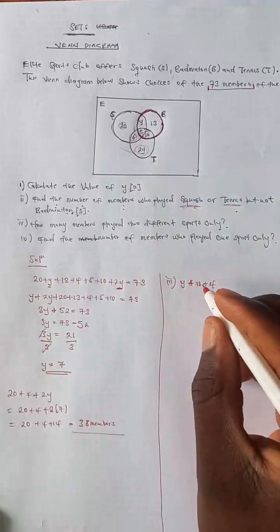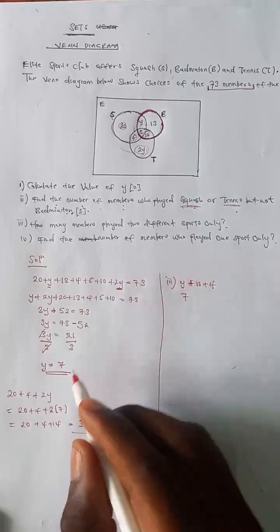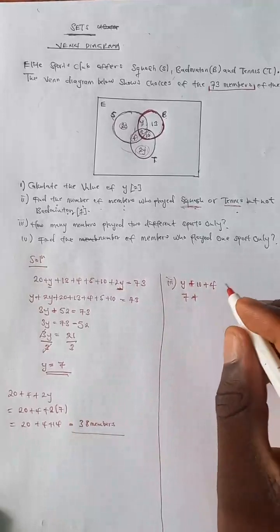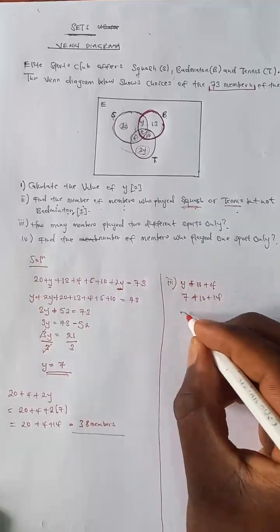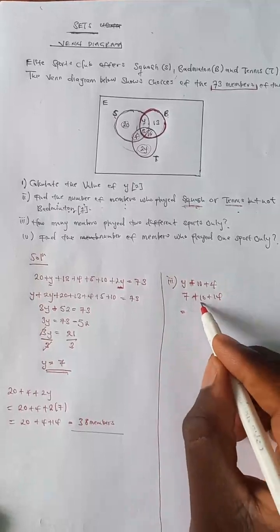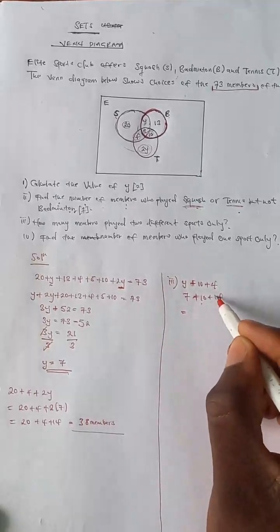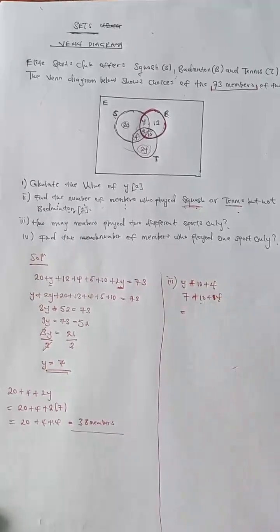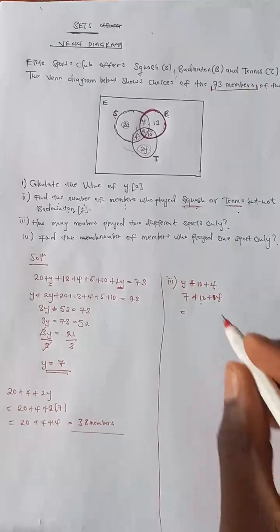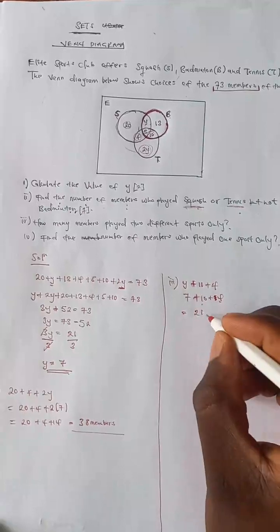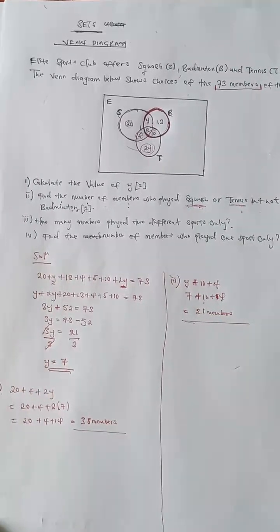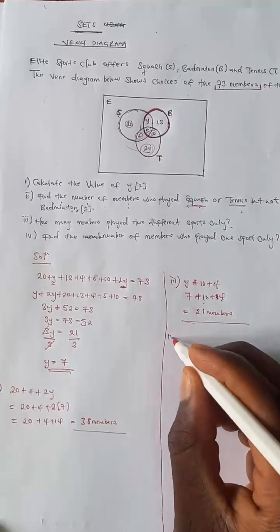By replacing y, I'll put my 7, since the y we found is 7. So I shall say 7 plus 10 plus 4. 10 plus 4 is 14. 14 plus 7 is 21. So here there are 21 members. We can move on to number 4.